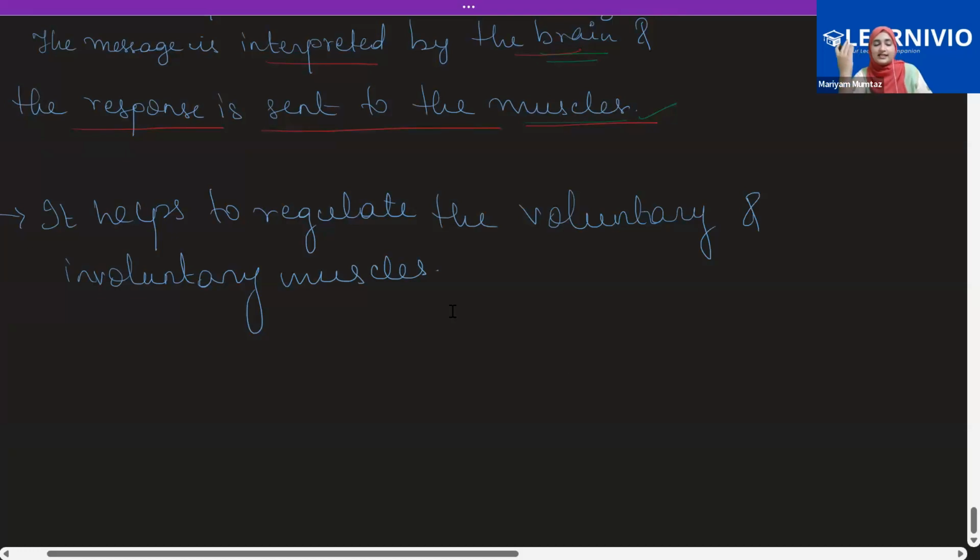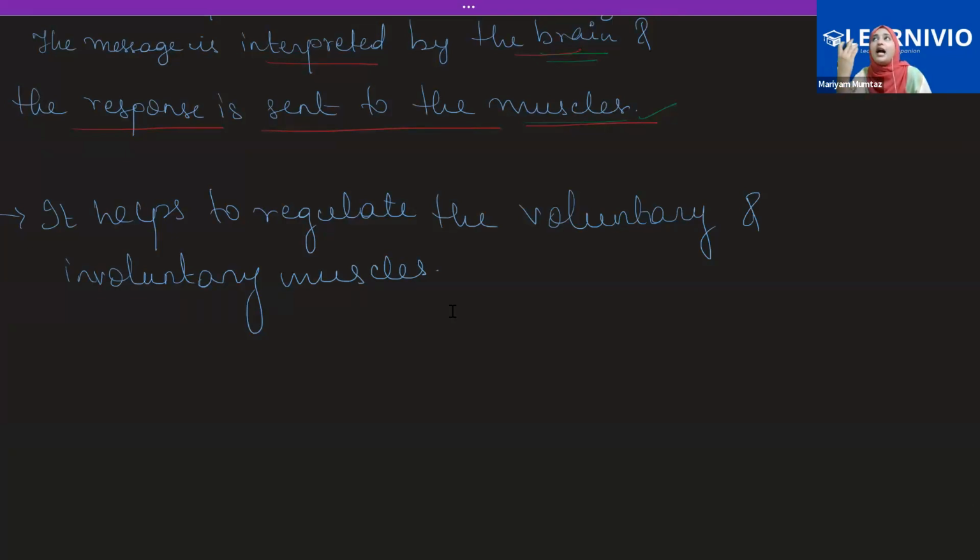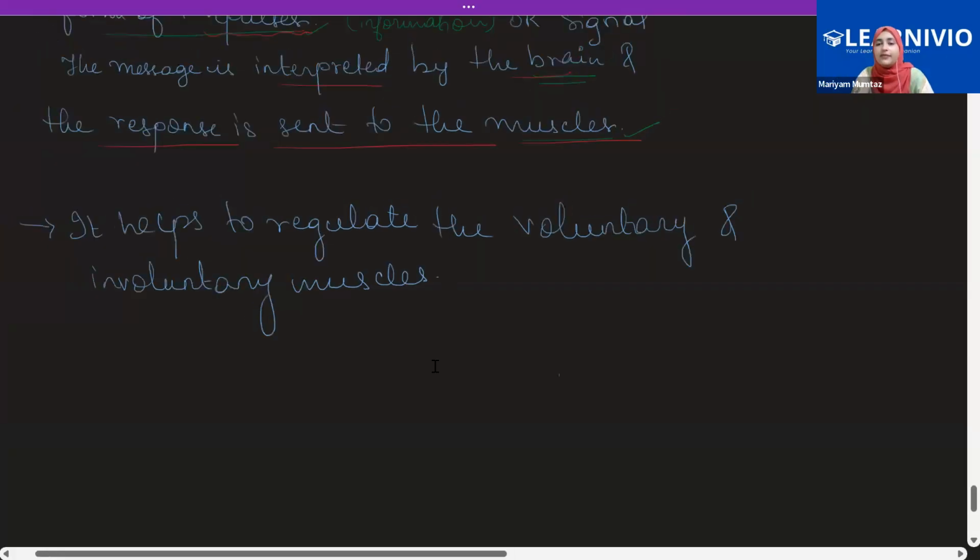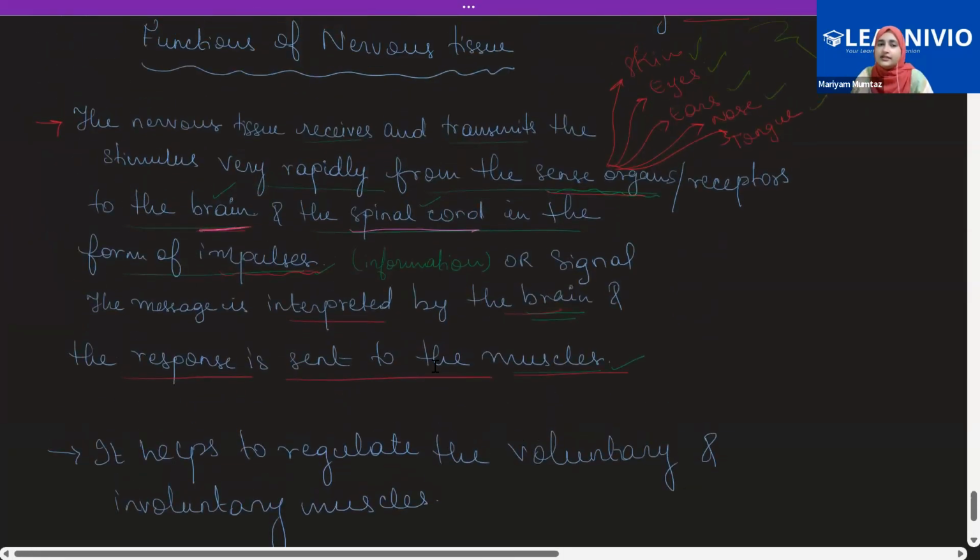Like whenever I say, you have to lift up your hand, you think about lifting up your hand and then you lift it up, isn't it? So that is because it is regulating the voluntary actions, and it also regulates the involuntary actions. Is it clear, students? Yes, ma'am. Any doubts? No, ma'am.